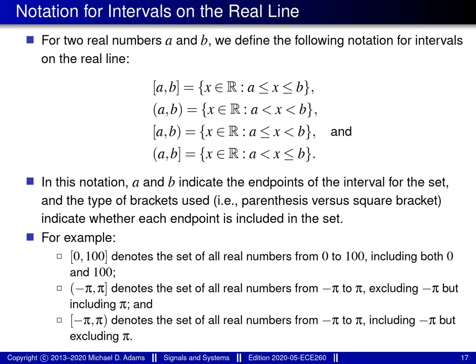Since we often deal with intervals on the real line, in other words ranges of real numbers between two values, it's convenient to have a notation for denoting intervals. So on this slide I'm going to introduce some notation in this regard. So for two real numbers a and b, we have various different notations that are indicated here. This first one here, where we have a and b in square brackets, denotes all real numbers between a and b, including a and including b.